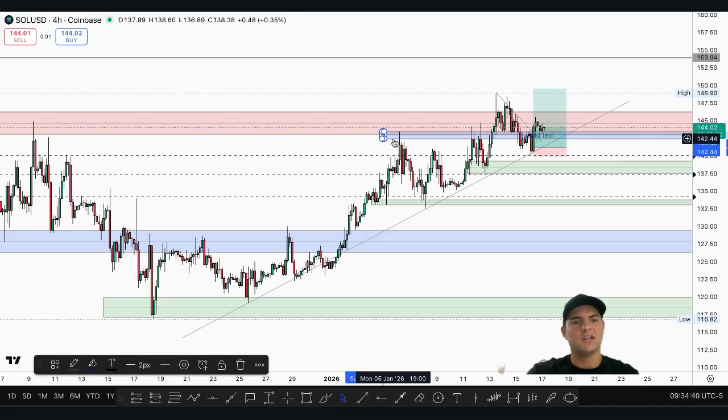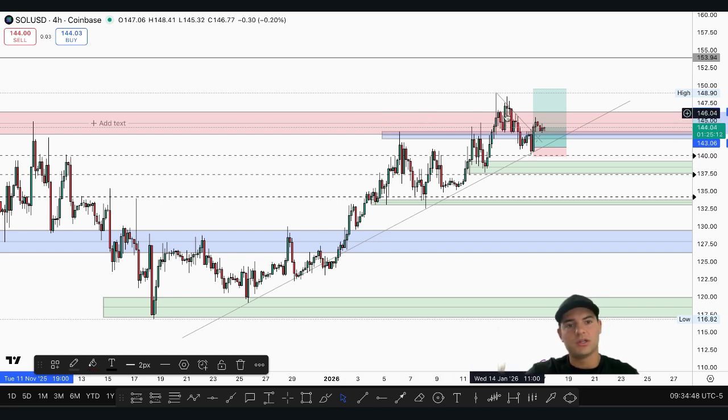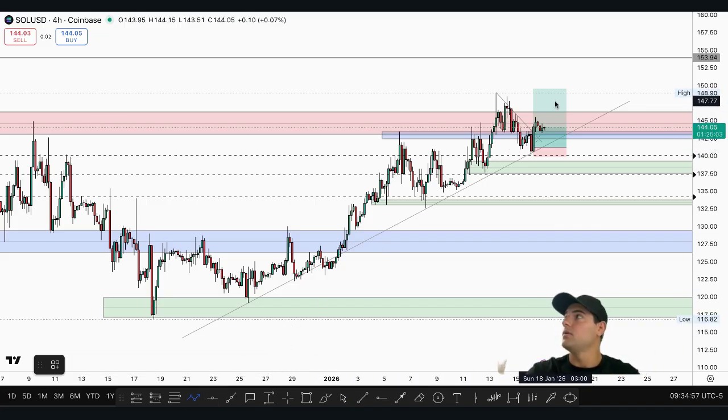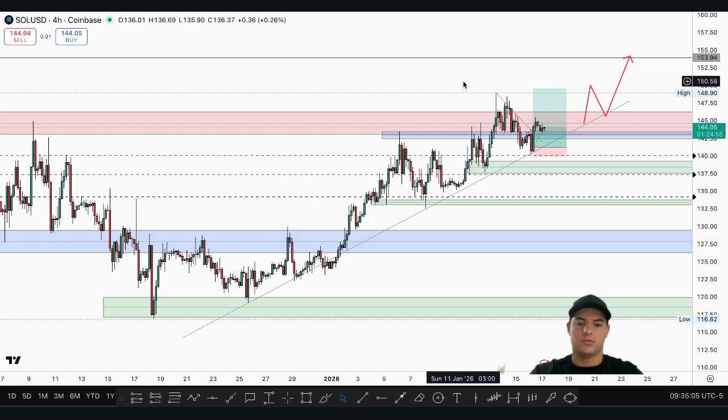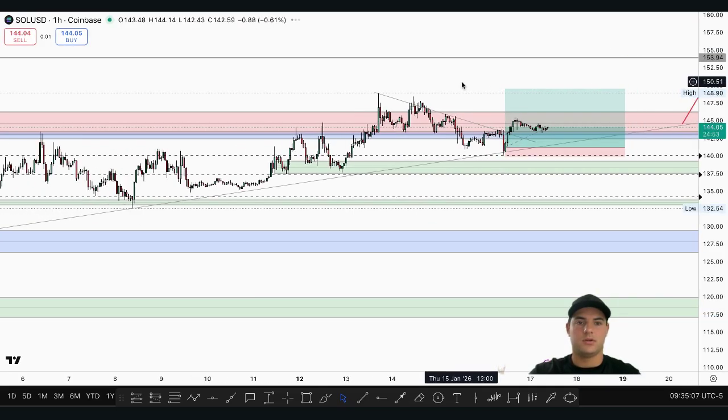I have this level right here, which is basically a supply and demand zone, and the red is basically a supply. So we're still inside this area of supply, but I want to break through this area, form new highs, come back to this level, and then keep going on the same trend. All right, so 1 hour time frame.